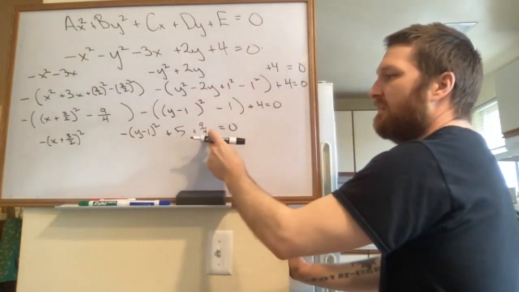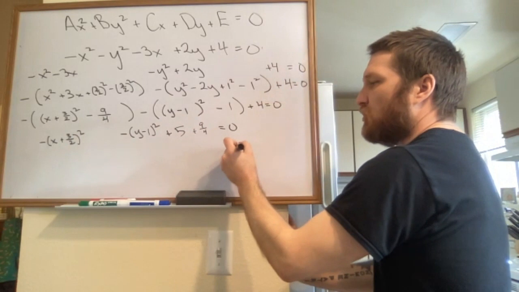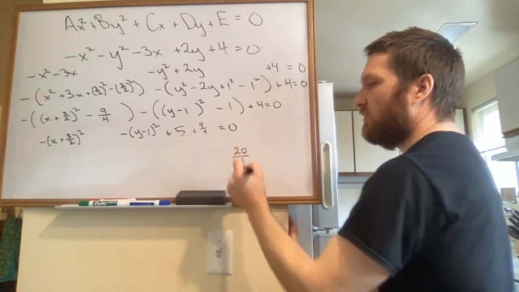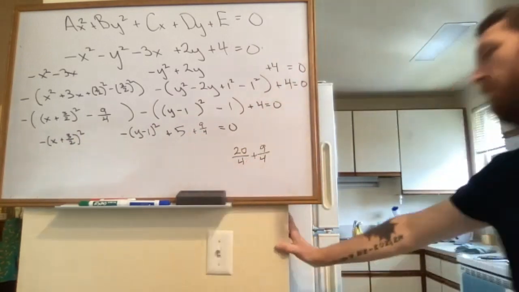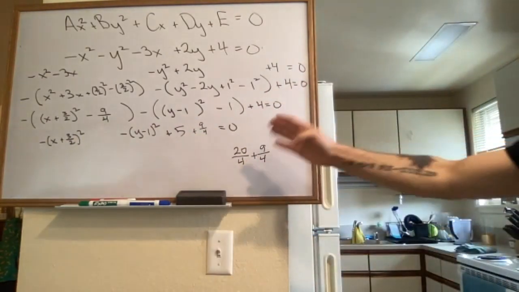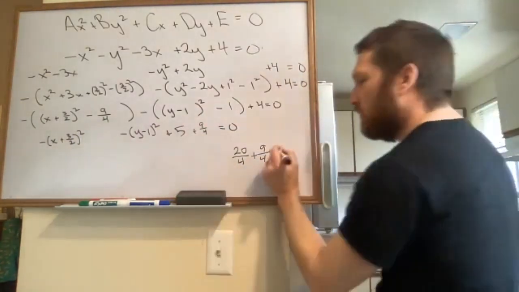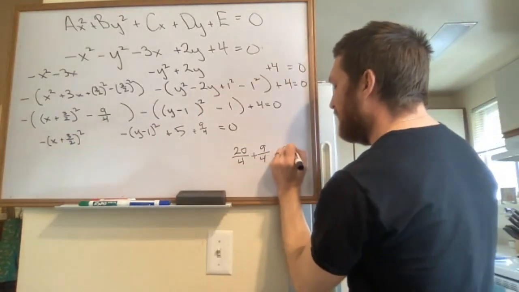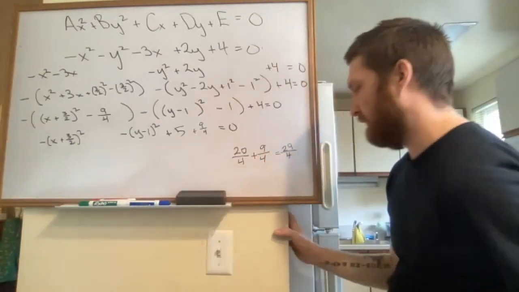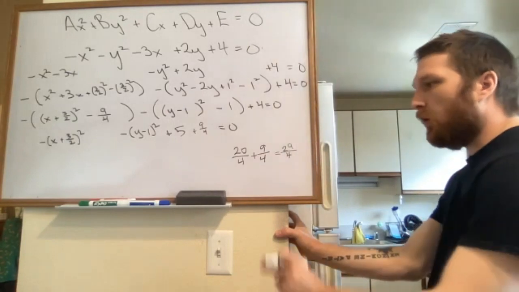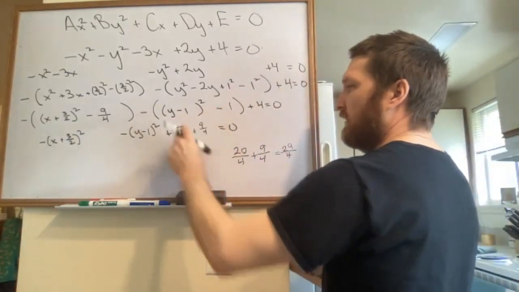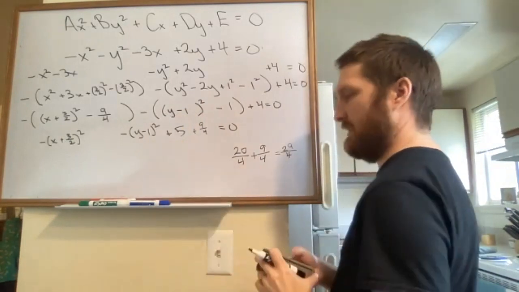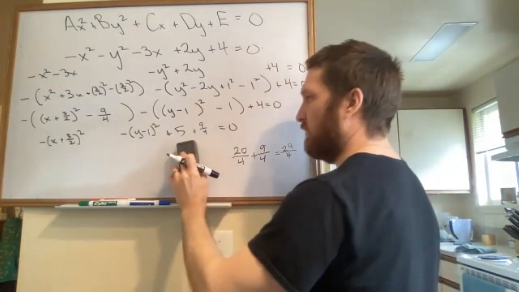So that should be 20/4, which is 5, plus 9/4. 20 divided by 4 is 5. Yes, okay. Plus 9/4, so that gives me 29/4. There we go. And so all together now we have a plus 29/4 right there. So I'm just going to erase that and put in 29/4.